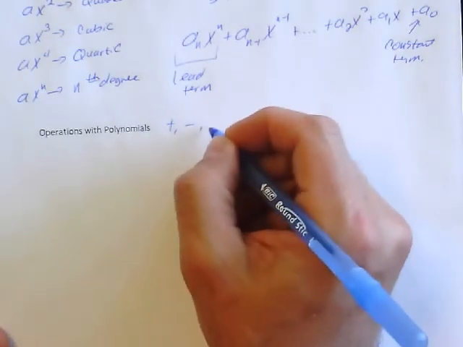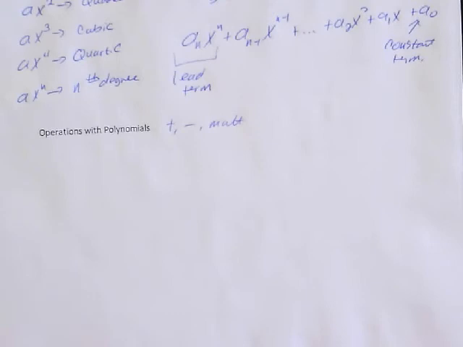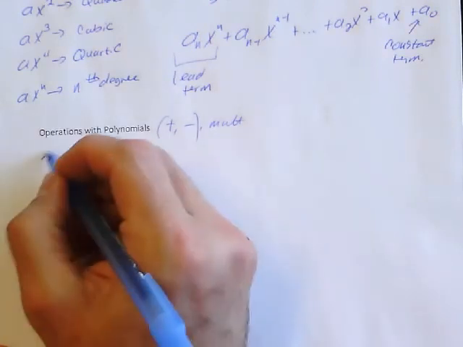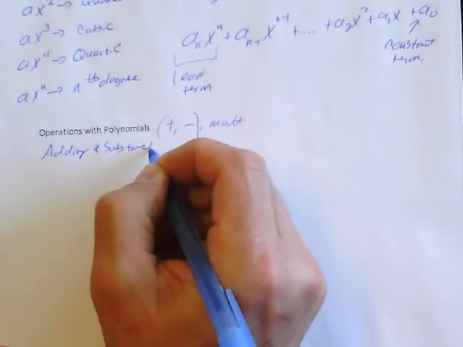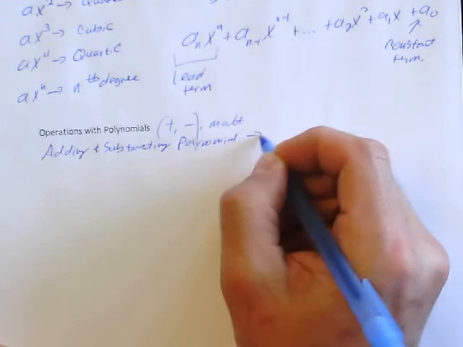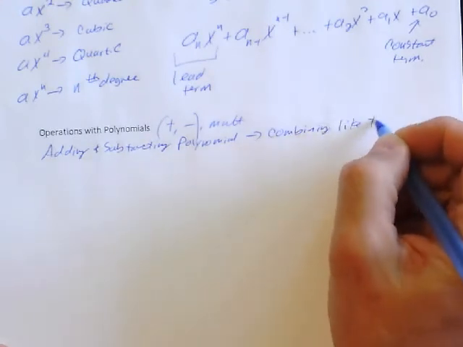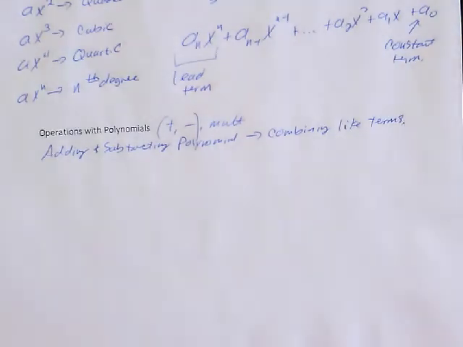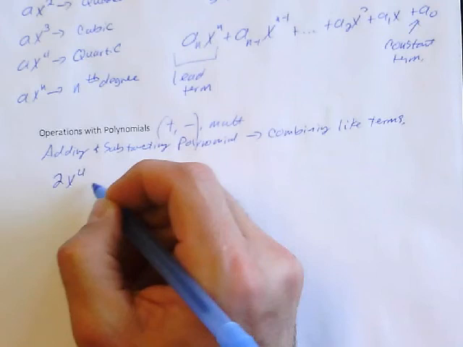With the operations of polynomials, we're going to talk about addition, subtraction, and multiplication. All right, division of polynomials is a whole other can of worms to talk about another day. And really, addition and subtraction are the same thing. Okay, and when you're adding and subtracting polynomials, it's all about combining like terms.